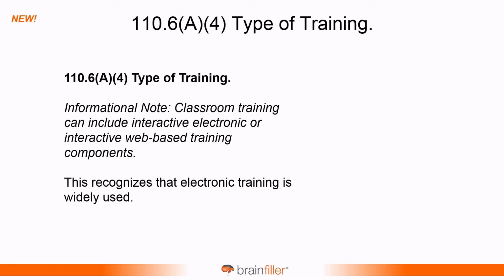Types of training. Oh, who could have foreseen this? So the types of training, 110.6(A)(4), there's an informational note that was added. And this informational note says, classroom training can include interactive electronic or interactive web-based training components. So this was written before 2020, and it recognizes that electronic training is widely used. I mean, who could have imagined this particular year where people are staying at home, you're not able to get in front of large groups and so forth. And so I think this was a bit ahead of its time.